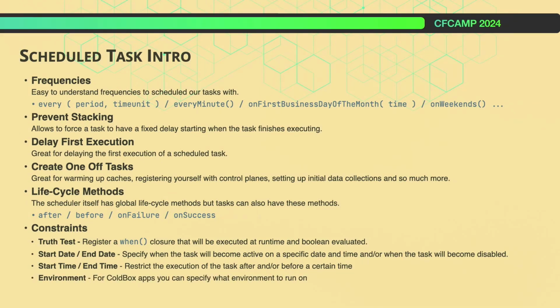Environment, this was also very important for our ColdBox apps. Again, this can be very easily done with the when expression if you're not in ColdBox, right? But it was important that in staging, we're not emailing a lot of people or doing a bunch of stuff. We can basically say for our scheduled tasks that are on the staging environment, only run this. So now you could express that.